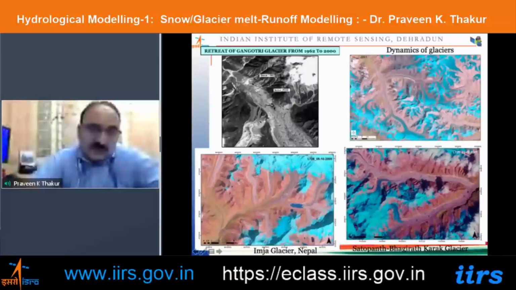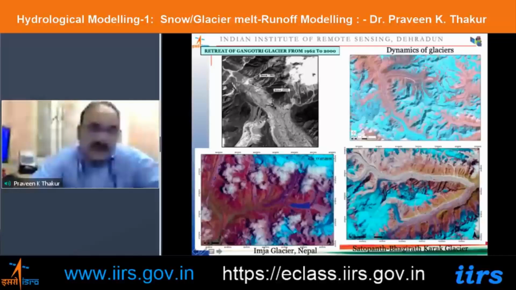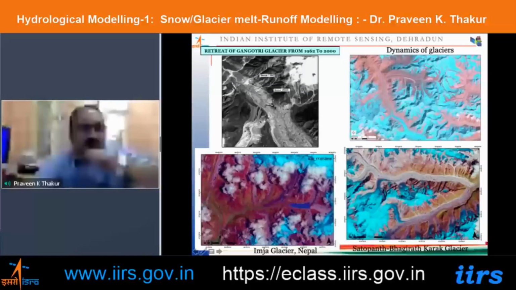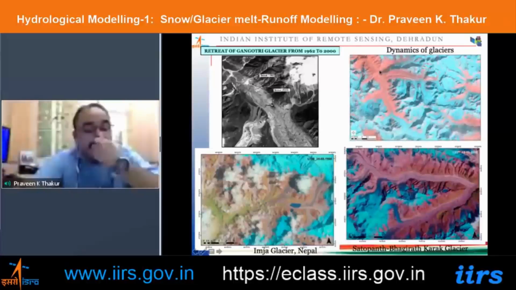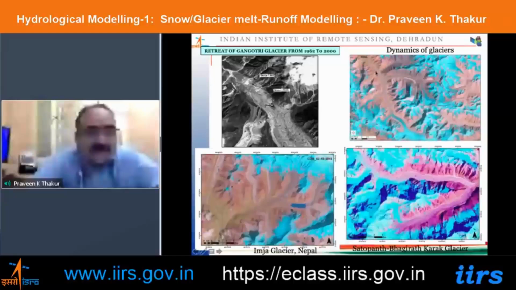melting or breakage of ice at the snout is higher than the net addition of the snow in the upper catchment or the accumulation area. And if you have a lake at the end, there has been well documented scientific research which shows that if there is a lake, it will accelerate the melting of the glacier ice as compared to the area which does not have a glacier lake at the end of the glacier. So there are standard algorithms.